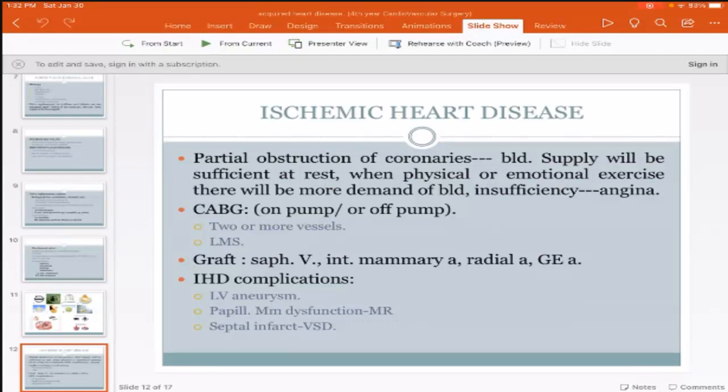I will repeat it for you. When you have a ventricular septal defect, when we have a papillary muscle rupture, or we have a free wall rupture, or we have a ventricular pseudoaneurysm, or a life-threatening ventricular arrhythmia, and lastly, six, a cardiogenic shock.